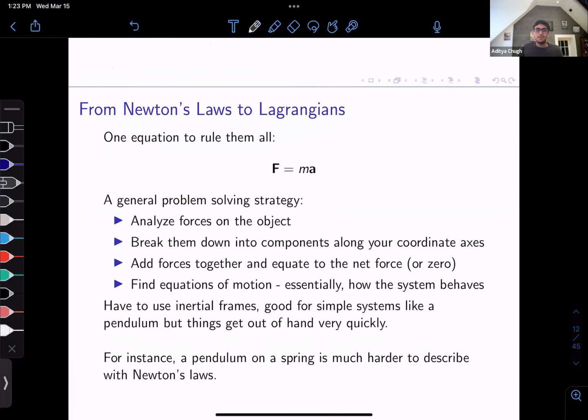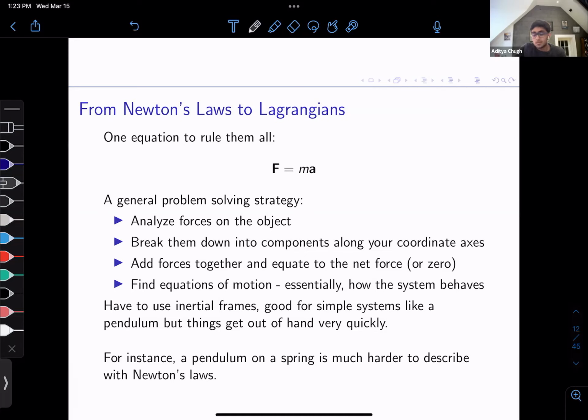So originally, again, Newton's laws laid kind of the groundwork for all of physics. And the one equation to rule them all is force equals mass times acceleration. And usually when we have a system and we want to see how it behaves, a general problem solving strategy is you analyze the forces.